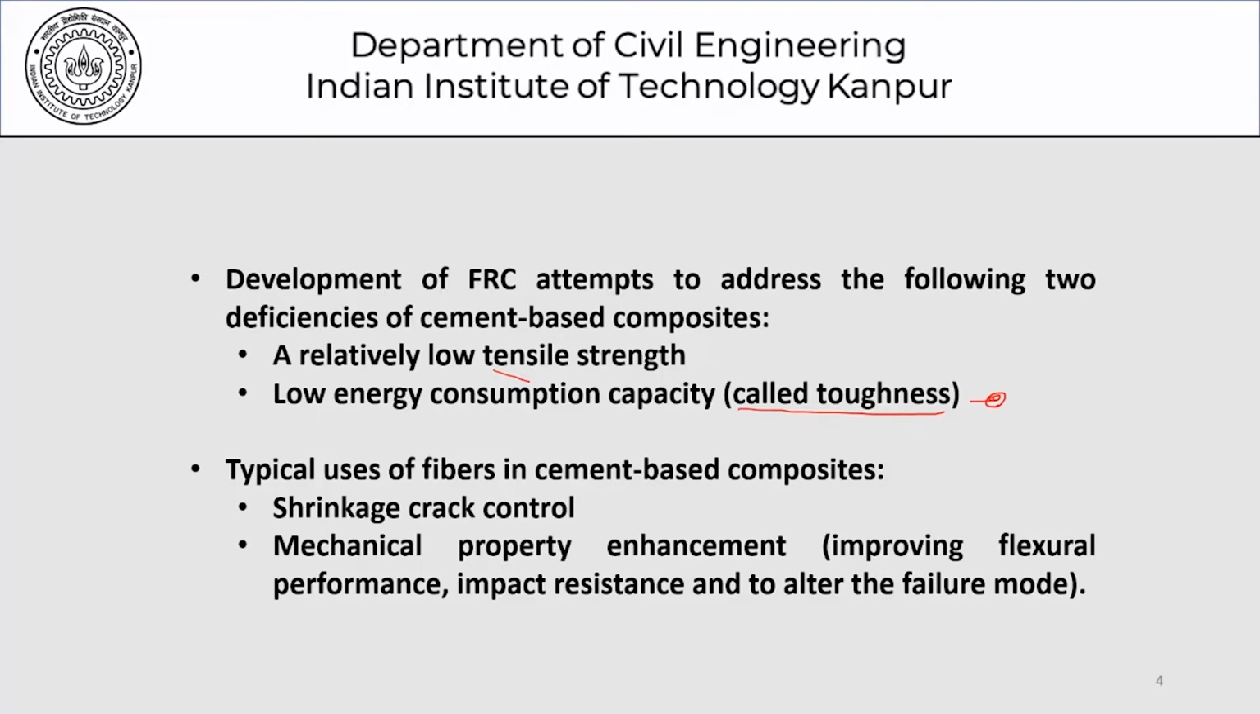Typical uses of fibers in cement-based composites could be for shrinkage crack control and mechanical property enhancement. Now these mechanical properties could include flexural properties, impact resistance, and to alter the failure mode, as we will see.